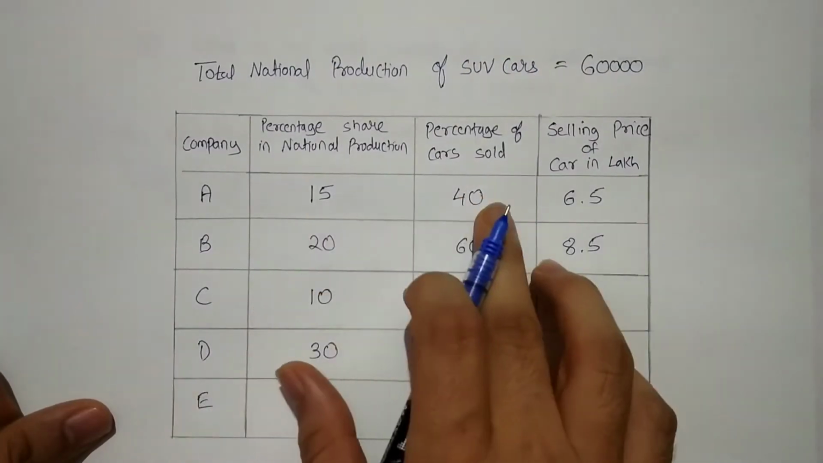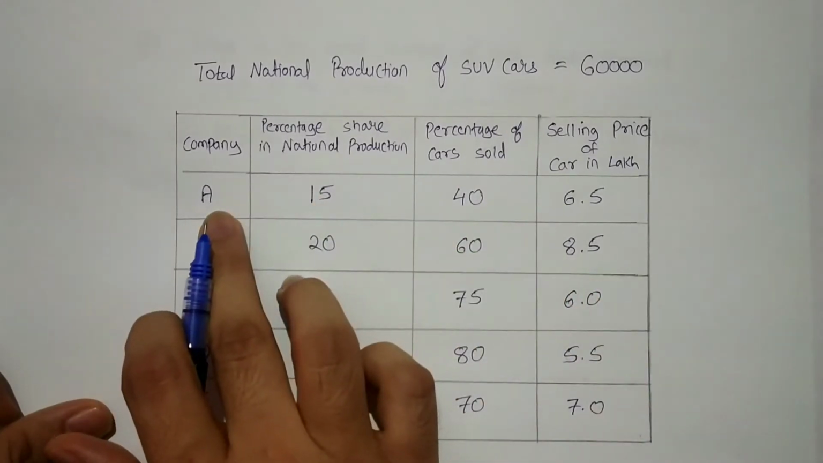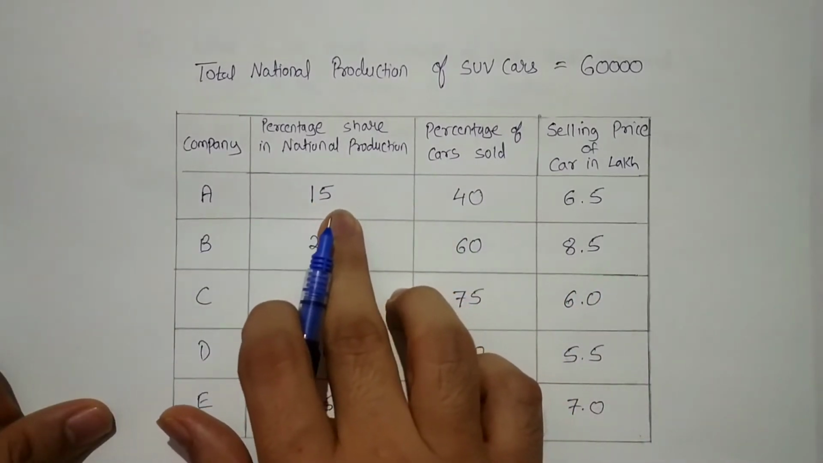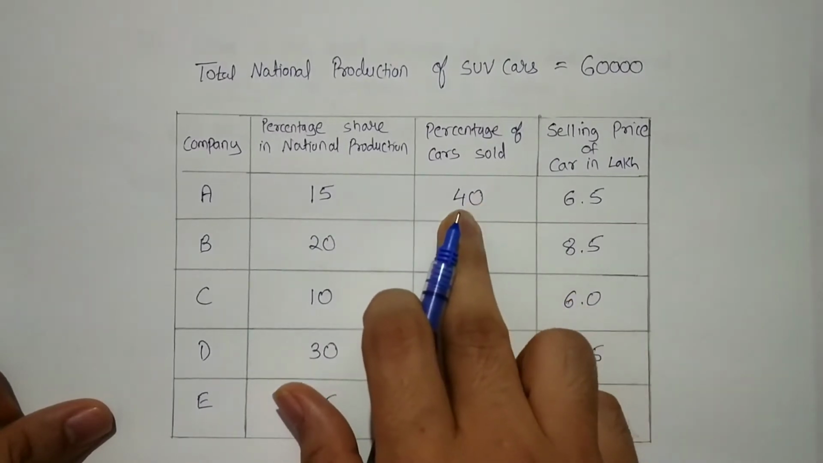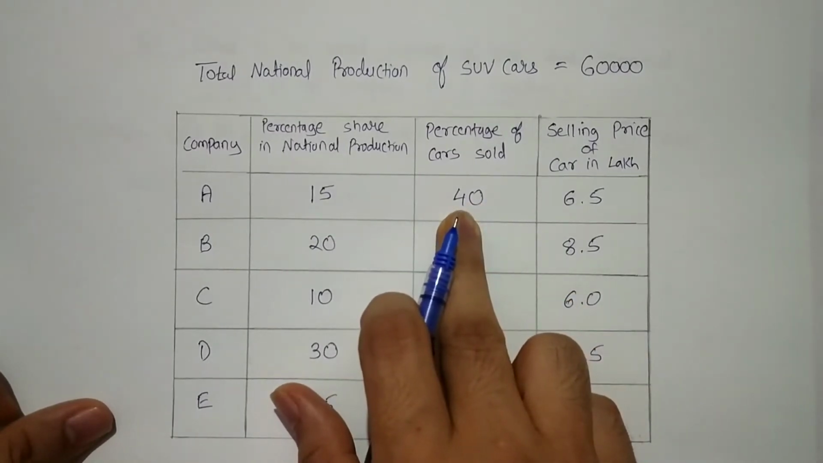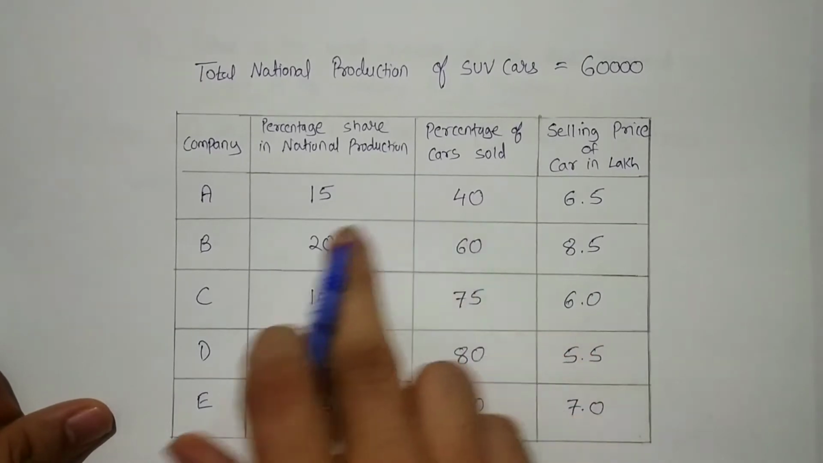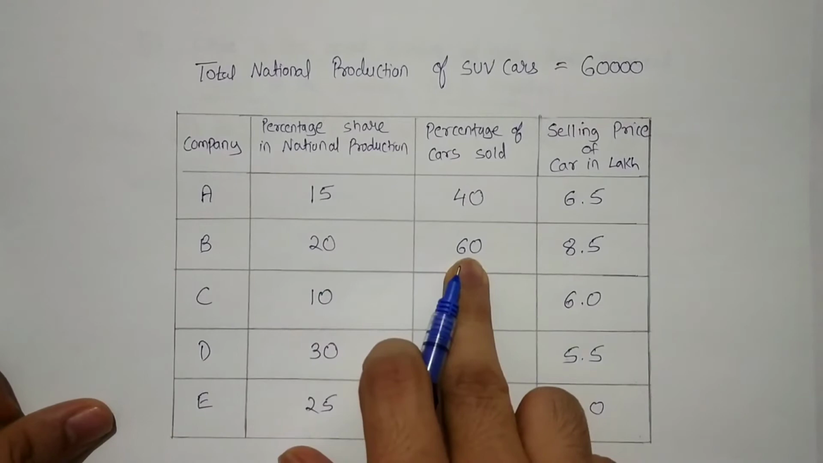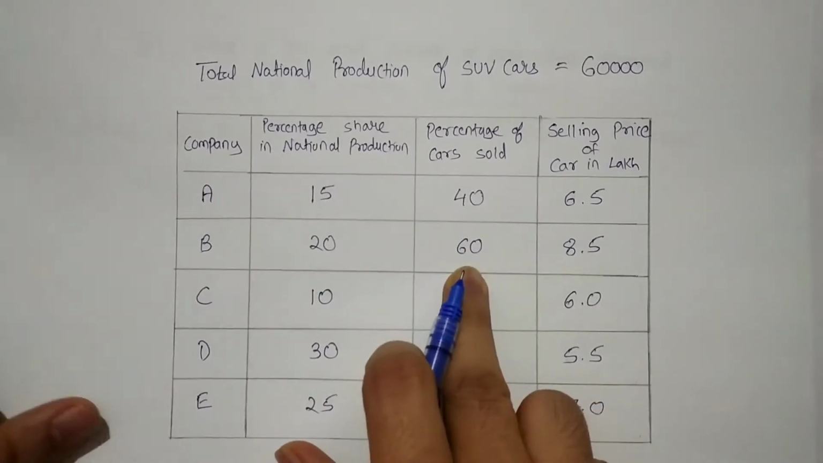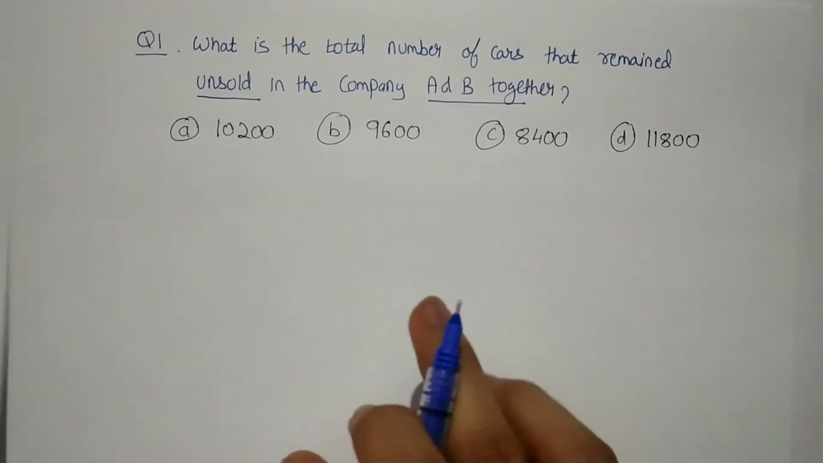Now let's see the table which they have given. So A company is having 15% share and it sells 40% of the car. So 40% cars are sold, then how much is unsold? 60% is unsold. In the same way, B company has 20% share and it sells 60% of cars. So what is the unsold car? It is 40%, right? Now let's use this data in the problem.